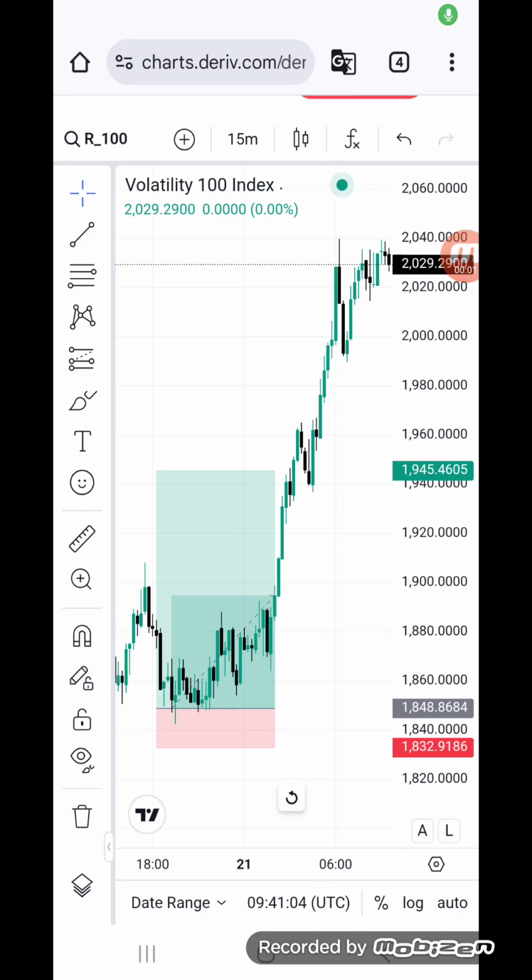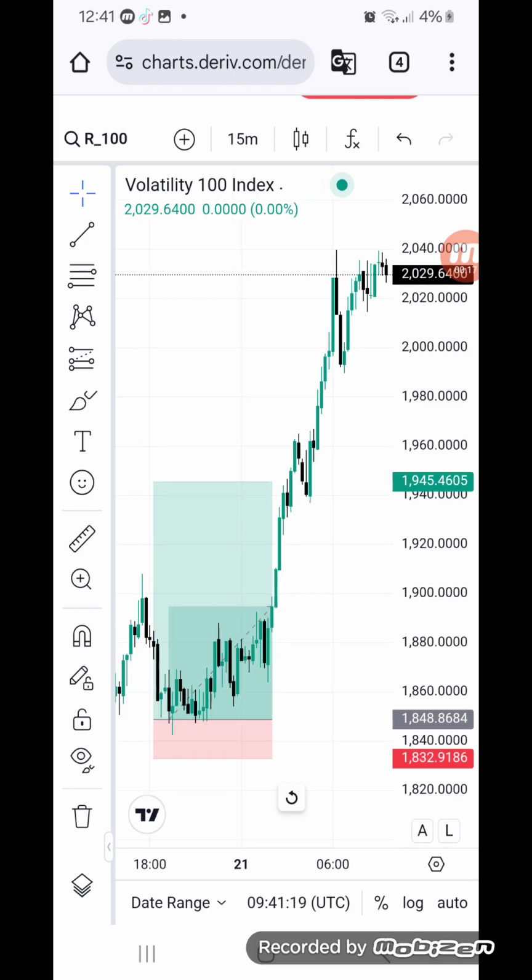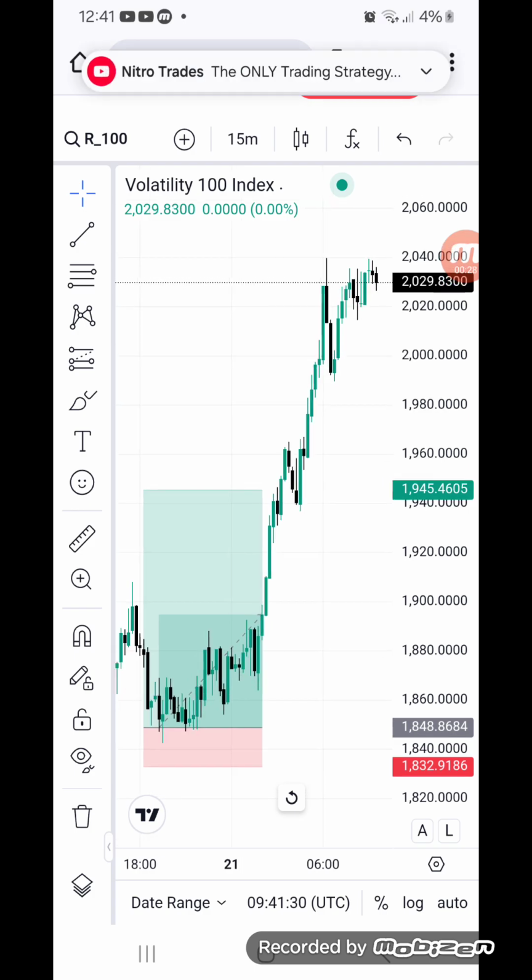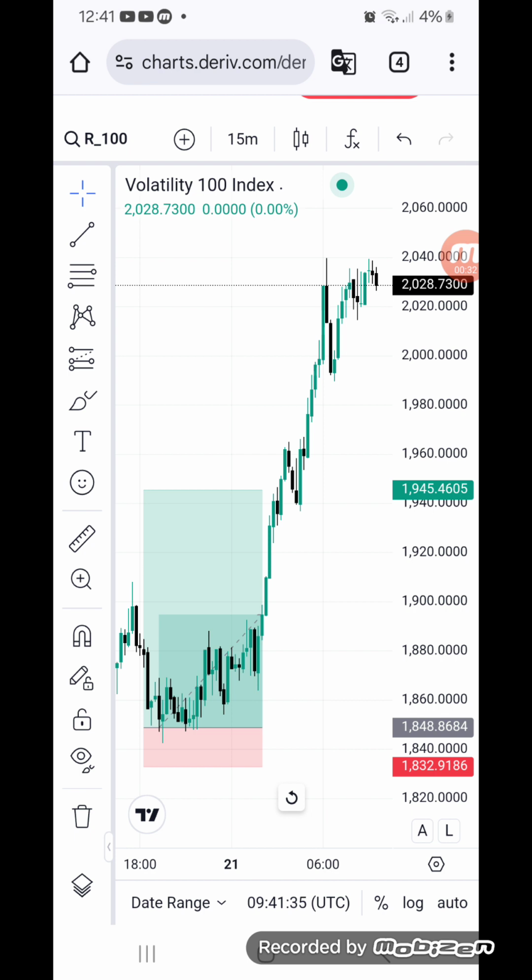Hello fellow traders. In this video I want us to see how I was able to get a sharp entry on volatility 100 index using several strategies, and these strategies are smart money concept, TLBO, that is trend line breakout, and then the divergence also applied, and also the CRT. CRT means candle range theory.